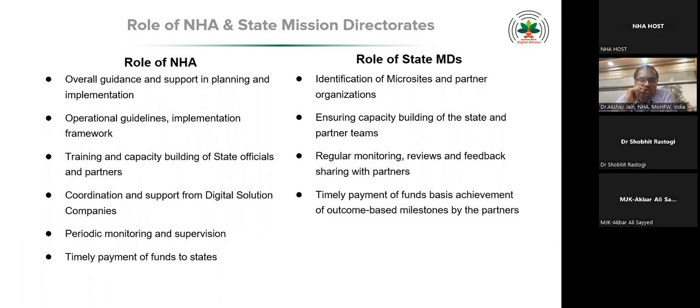The role of NHA would be overall guidance, overall making up of guidelines, implementation framework, etc., training, capacity building, coordination, and then periodic monitoring and supervision. Role of state mission directors would be identification of microsite and partner organization and mapping them across each other, then ensuring capacity building and regularly monitoring, and then reviewing and feedback sharing with the partners. Timely payment of the fund to the partners would also be done by the state. So NHA would be paying to the state, and states would be paying to the partners.